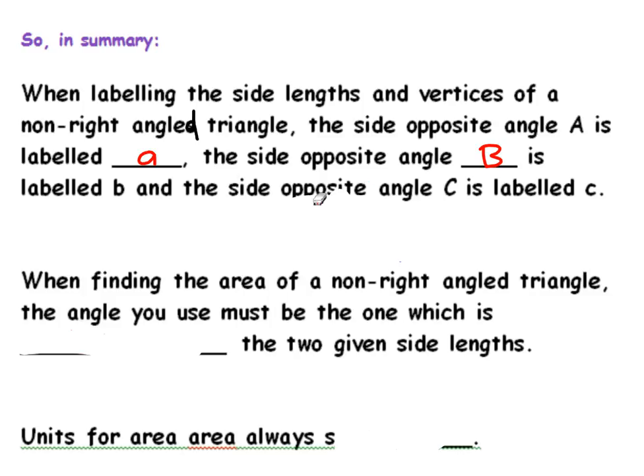And let's do a little diagram as well. So I just did a non-right angle triangle, labeled the angles big A, big B, capital C. So opposite to angle A should be side a, opposite angle B should be side b, and opposite angle C should be side c. Moving along, we're finding the area of a non-right angled triangle.